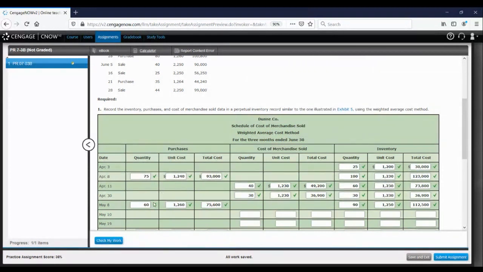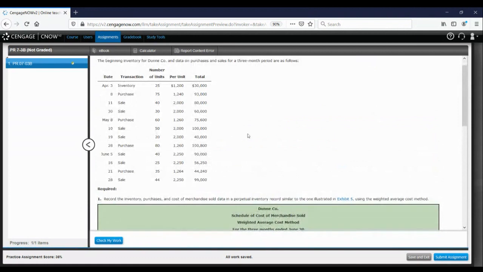So on May the 10th, we're going to record a sale. We sold 50 units at $2,000 each. That's the selling price, which will give you $100,000 in total sales. We would debit accounts receivable and credit our sales for $100,000.